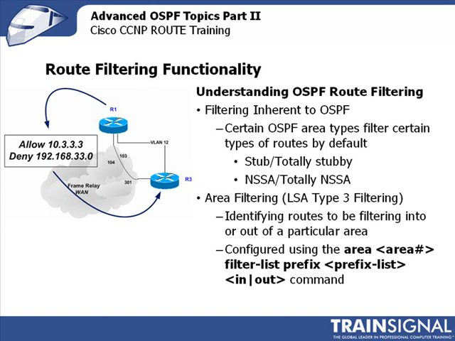First, understand that by nature of the OSPF protocol, there are certain filtering functions that are automatically built in already. For instance, a stub and totally stubby area already do route filtering. It'll discard LSA types 3, 4, and 5. The stub, totally stubby, and the NSSA, totally NSSA area are already doing a type of route filtering already. You can also do area filtering, where specific LSA type 3 summary LSAs can be filtered. It's configured using the area number filter-list prefix-list, and in this case, in or out command.